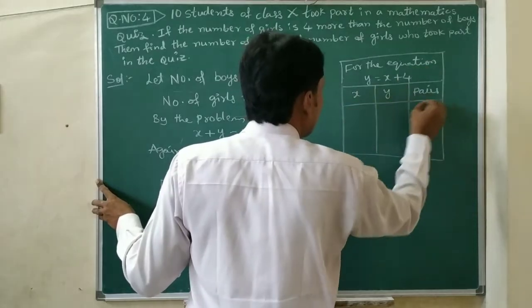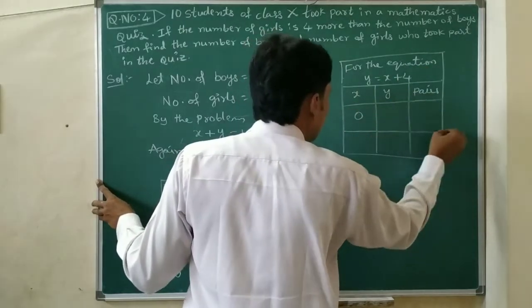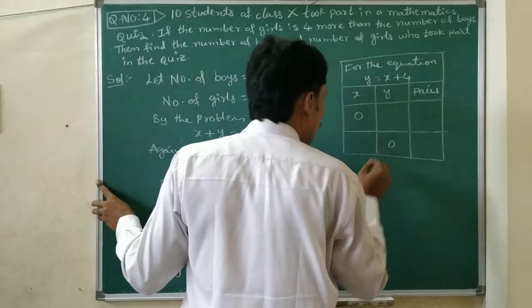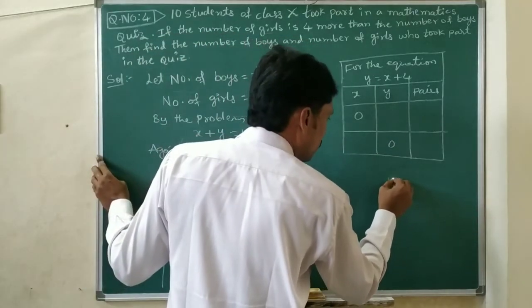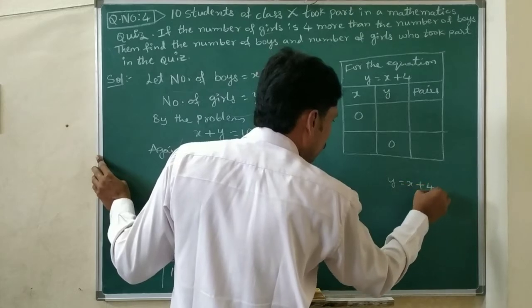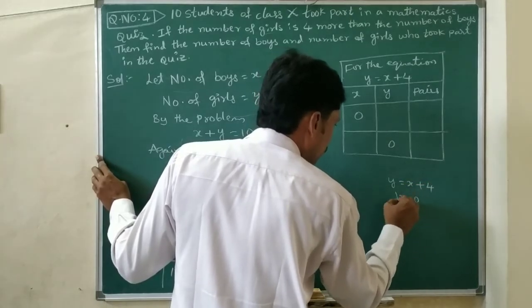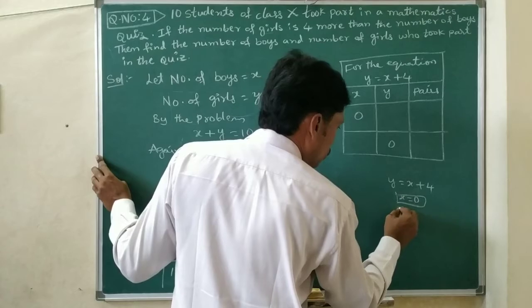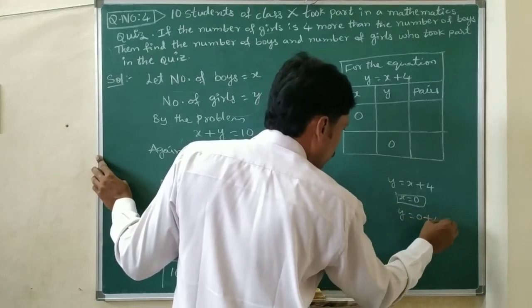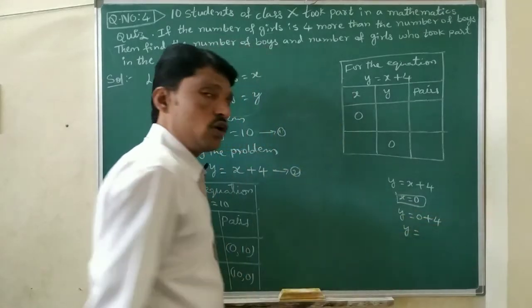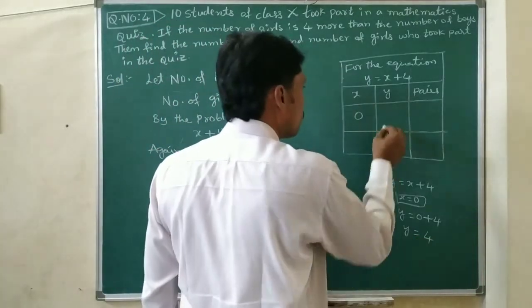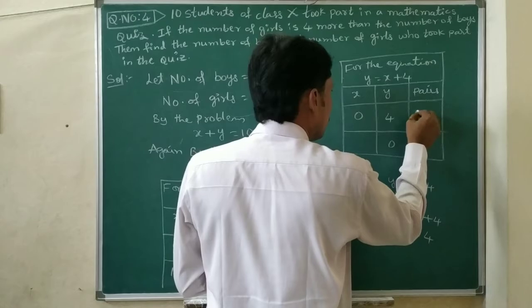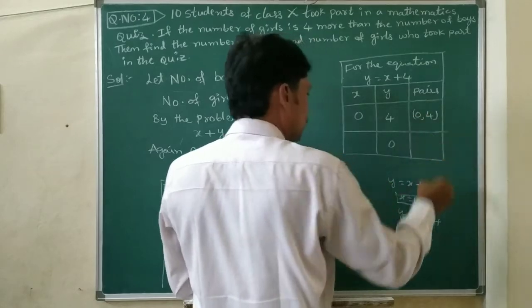So x value we are taking as 0 first. Next, assumption value we are taking y equal to 0. Now you can take the equation. This is the rough work. y equal x plus 4. So we are taking x value is 0. x value is 0 means y equal 0 plus 4. What is the value of 0 plus 4? That value we can get 4. So here we are getting 4, means here (0, 4) we are getting.